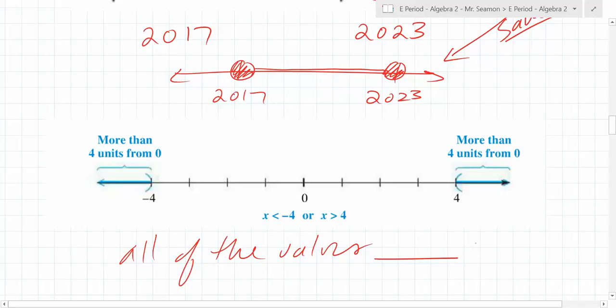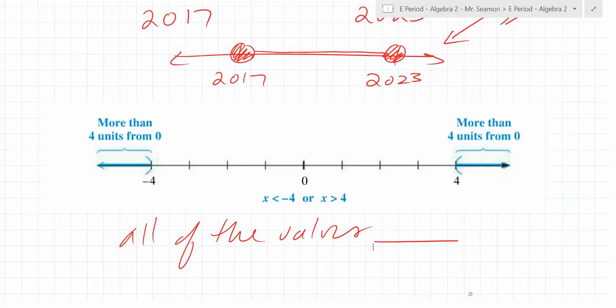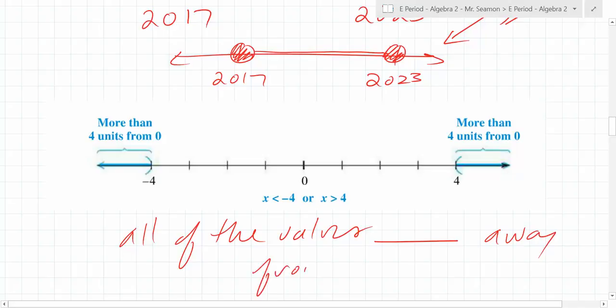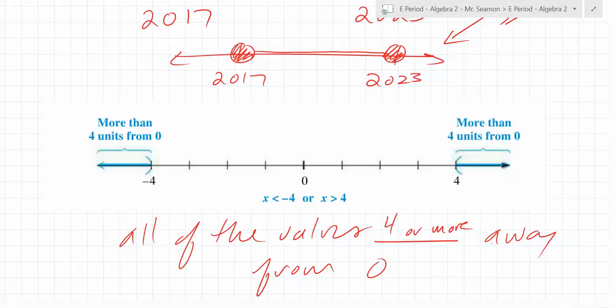Okay, hold on. Yes, do you have a question? Yeah, instead of going towards 0, they're going away. So these are all the values what away from 0? All of the values 4 or more away from 0. So if you started at 0, you have to go 4 or more to the left, or 4 or more to the right.